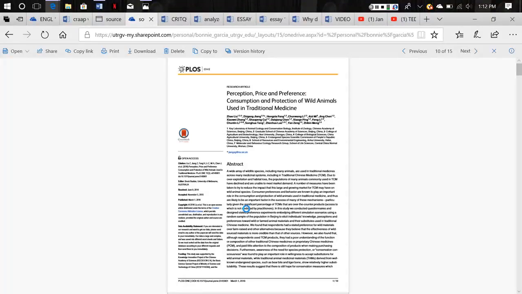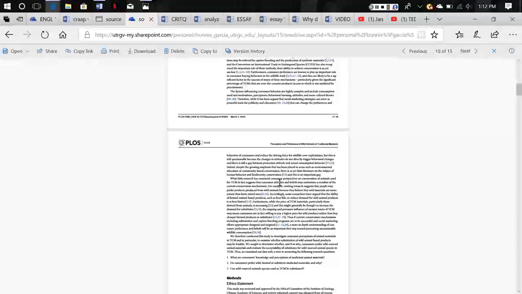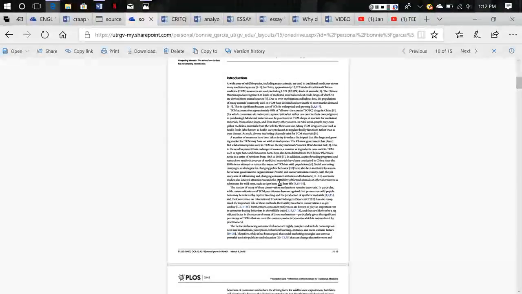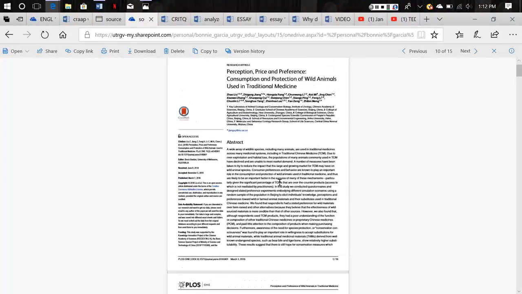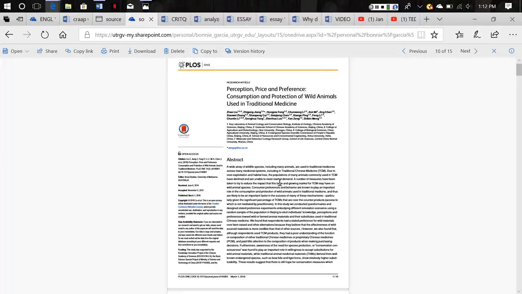A second source is this one. This source talks about people's beliefs in medicine. So I watched a documentary called The Traffickers. It's on Netflix. I was watching it because once I read this source, it made me wonder more. Since that documentary is closely connected to this, I watched it.